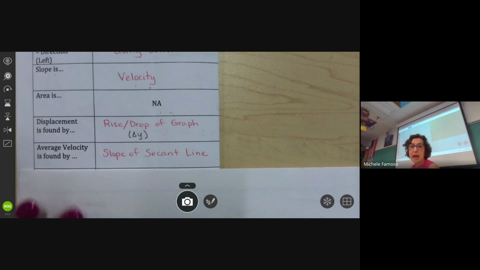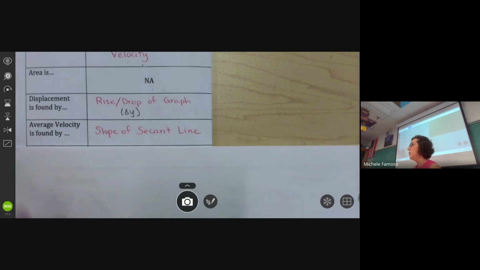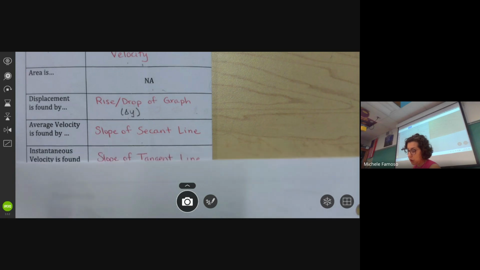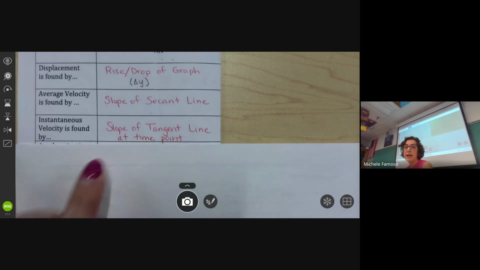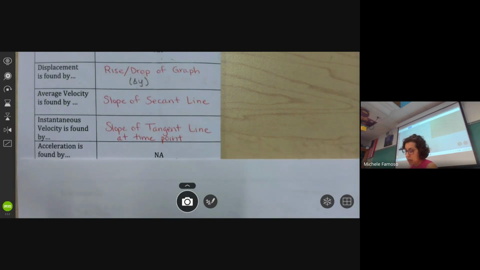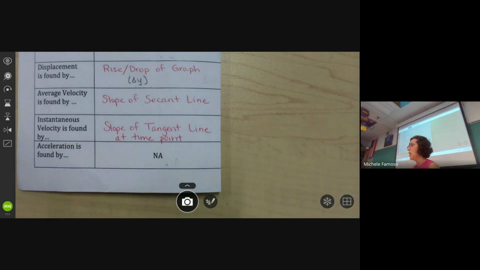If you're looking for the average velocity, you have to find the slope of a secant line. If you're looking for an instantaneous velocity, you look at the slope of a tangent line at that time point. And then, you won't be asked to calculate an acceleration from a position time graph.